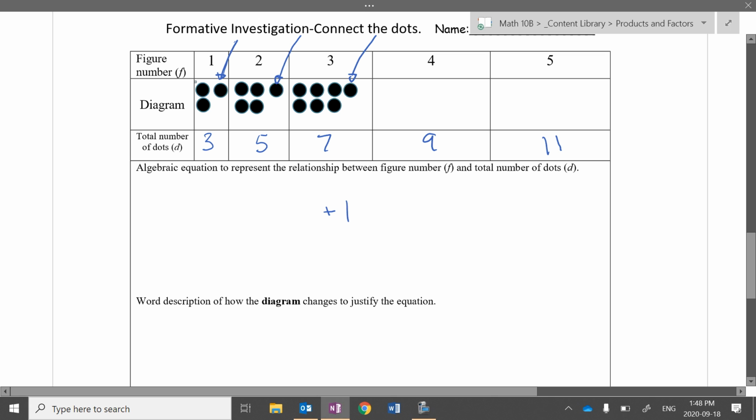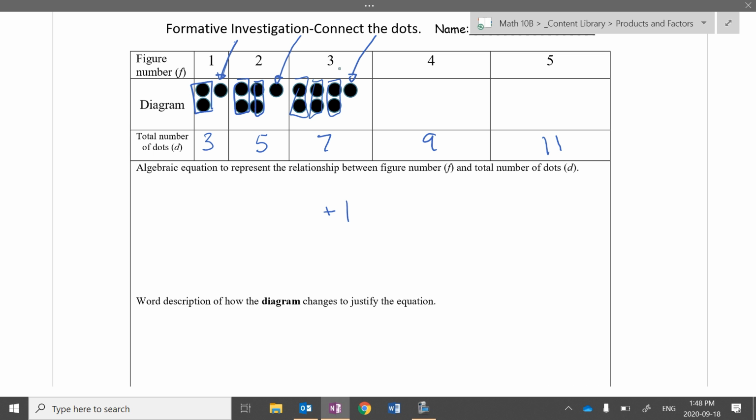Like my words there as I just described it kind of help me. Then I'm like, oh, this one has 1 row of 2. Then I have 2 rows of 2. Then I have 3 rows of 2. I wonder if that's significant. Totally. And so when you're going through it, it might help you to try and describe the picture to help you see that pattern.